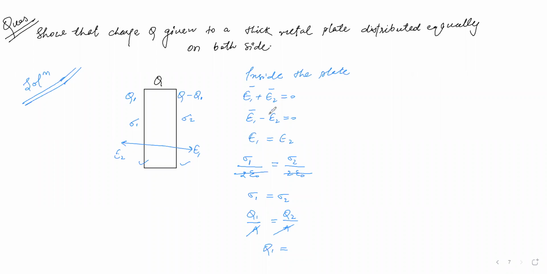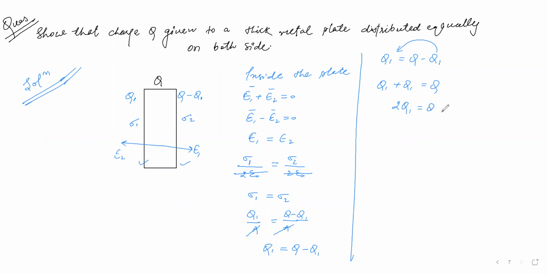Sorry, I made a mistake here. What is the amount of charge for sigma 2? It is Q minus Q1. Yes, it will be Q minus Q1. Finally, you get Q1 is equal to Q minus Q1. Transfer this value from the right-hand side to the left-hand side. You get 2Q1 is equal to Q, so Q1 is equal to Q by 2.